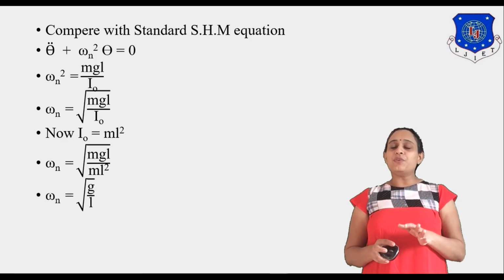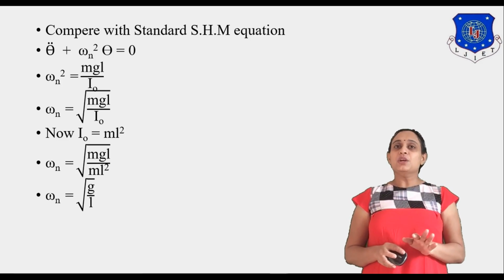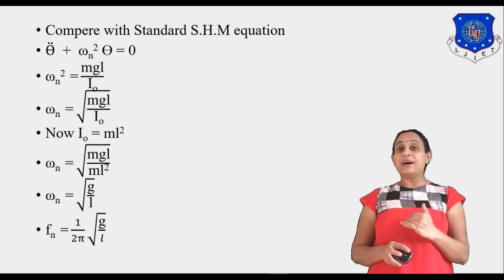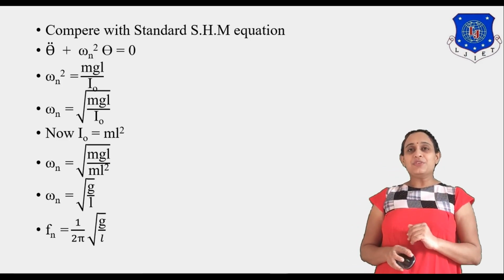Now if we want to find the frequency of the system, what is the frequency? It is 1 upon 2 pi under root of g by L. So this is our frequency.